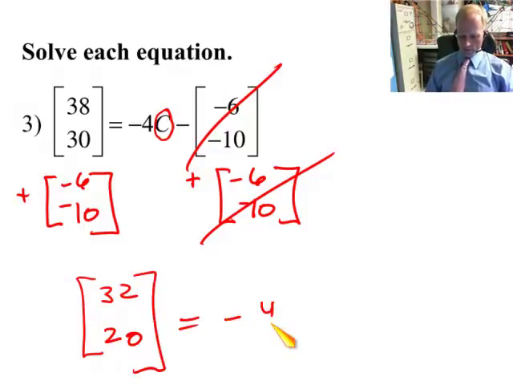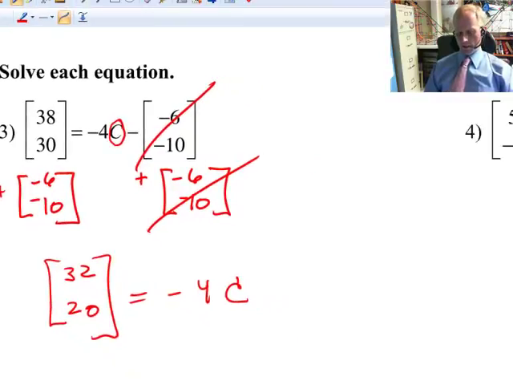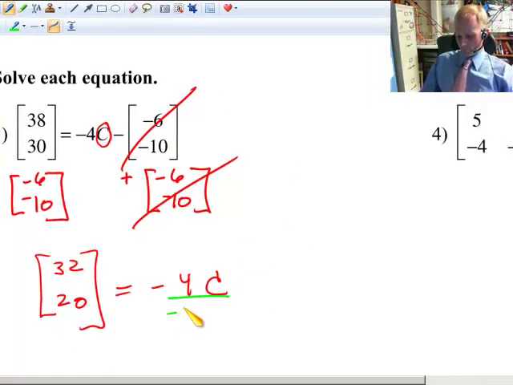Alright, now I'm ready for the final step, which is to divide by negative 4. And that gives me c equals, let's see, 32 divided by negative 4 is negative 8. 20 divided by negative 4 is negative 5. And that's my solution.